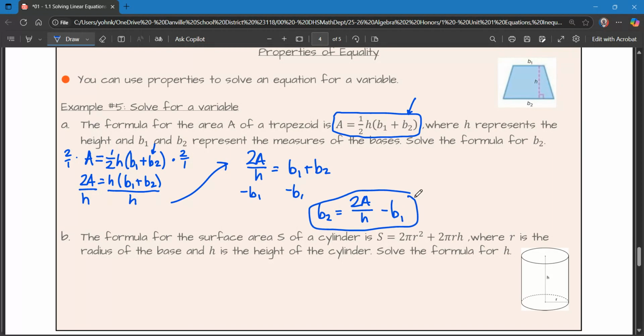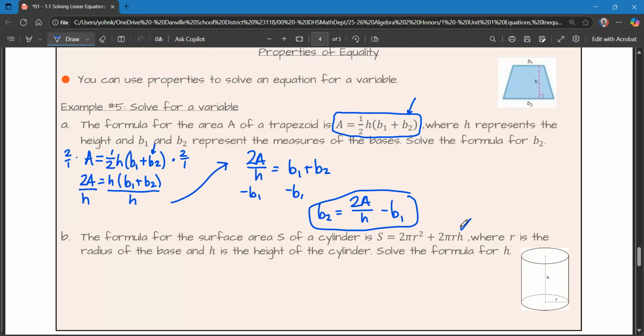Notice one's a fraction, one's not. That's okay. But we successfully isolated the b sub 2. Okay, here's another one. This one's about a cylinder. The formula for the surface area of a cylinder is S equals 2 pi r squared plus 2 pi r h, where r is the radius of the base and h is the height of the cylinder. Solve the formula for h.